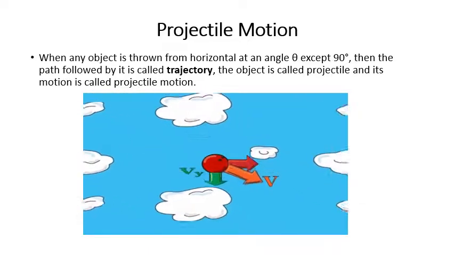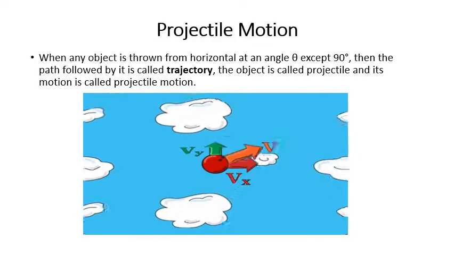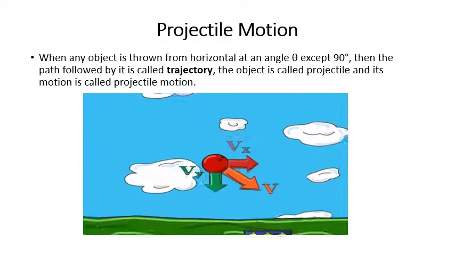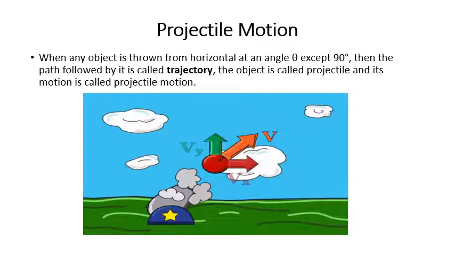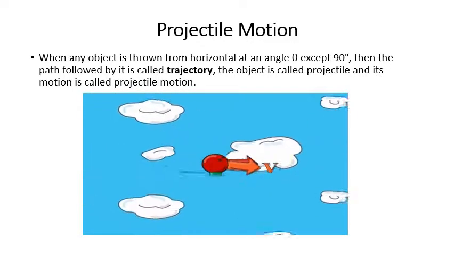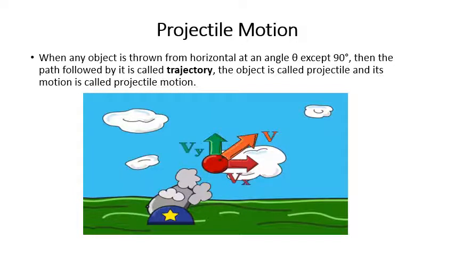So I have given you Vx and Vy. We have two components. One component is along horizontal direction without any acceleration, and another component is along vertical direction with constant acceleration due to the force of gravity.